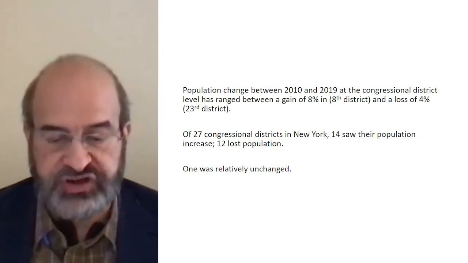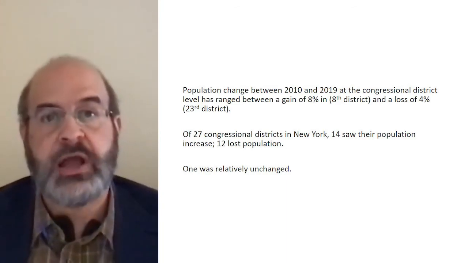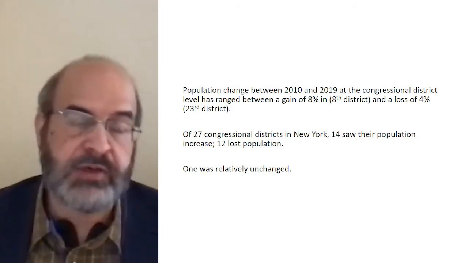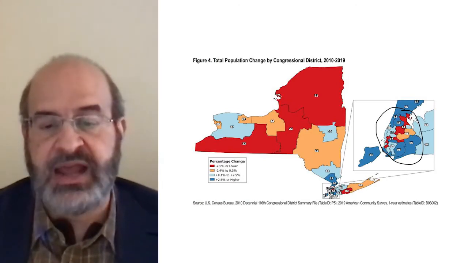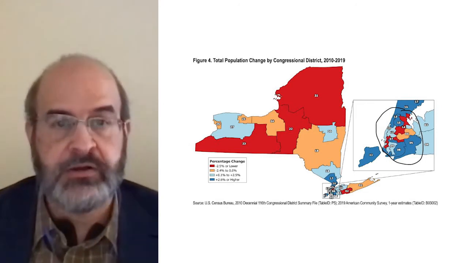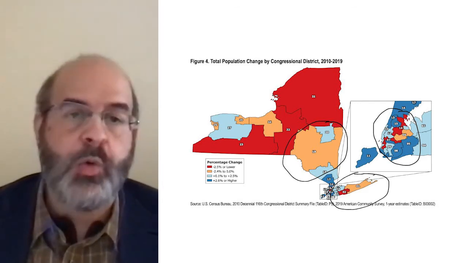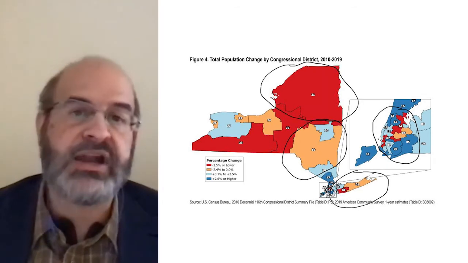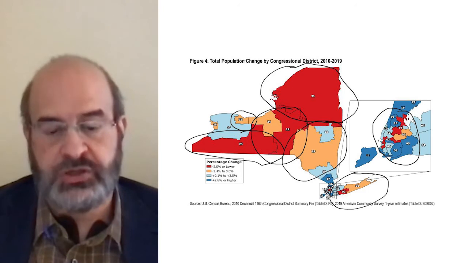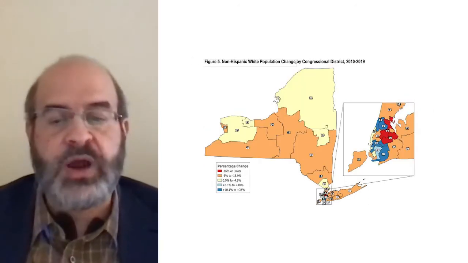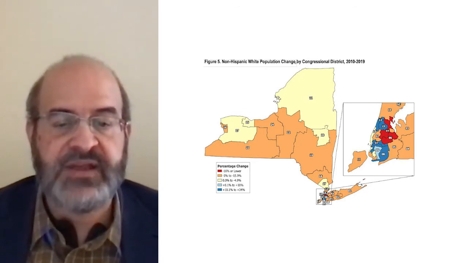Of the 27 congressional districts in New York, 14 districts saw their population increase, while 12 districts lost population. One district didn't really have any change in population. 5 of the congressional districts that saw population decline were located downstate, 3 in New York City, 2 in Long Island. The remaining 7 districts with declining population were all located upstate, 1 in the Catskill or Hudson Valley region, 1 in the North Country, 2 in the Finger Lakes region, 1 in the Southern Tier, 1 containing Rochester, and 1 containing Buffalo.